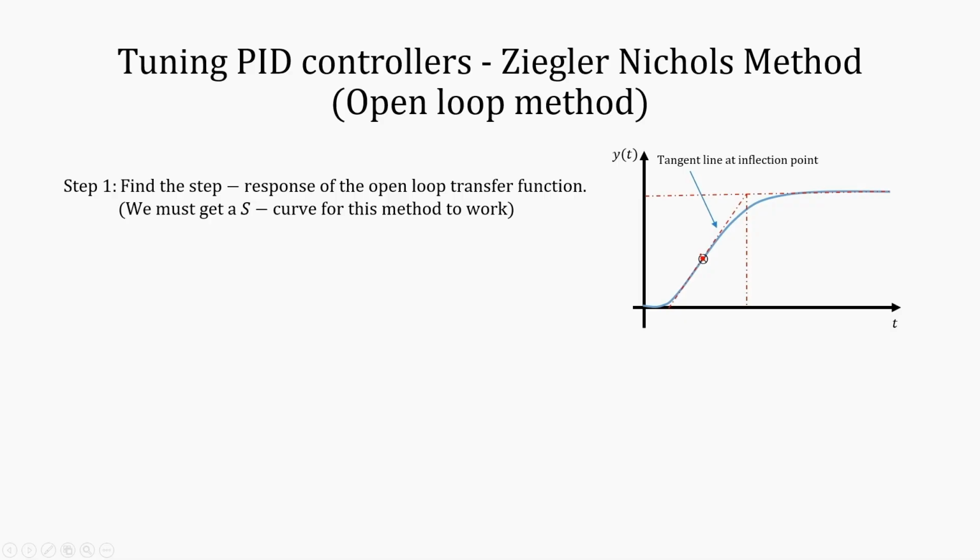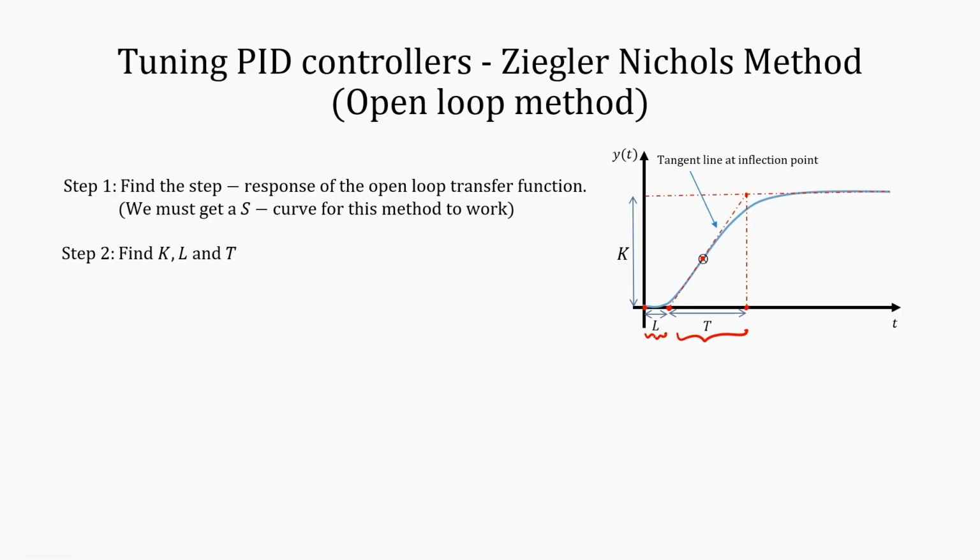Once you have drawn the tangent, it will cut the time axis at a point, and it will cut the maximum value, which is the steady state value of the response, at another point. From there, drop a line perpendicular to the time axis, and this will be another point. These two points are important for us because you will have to measure the values they have. This is called L and this is what we call T.